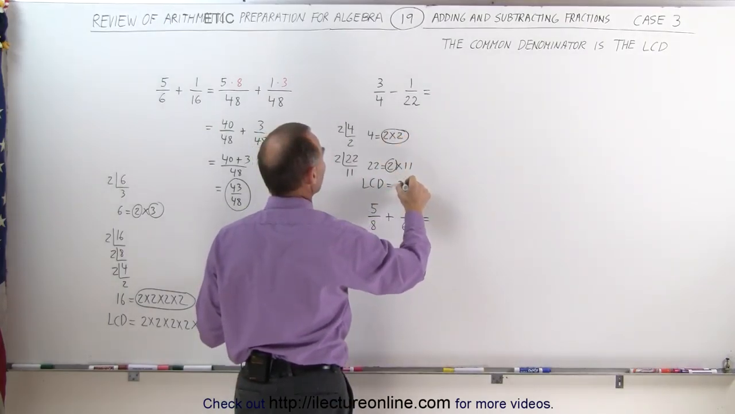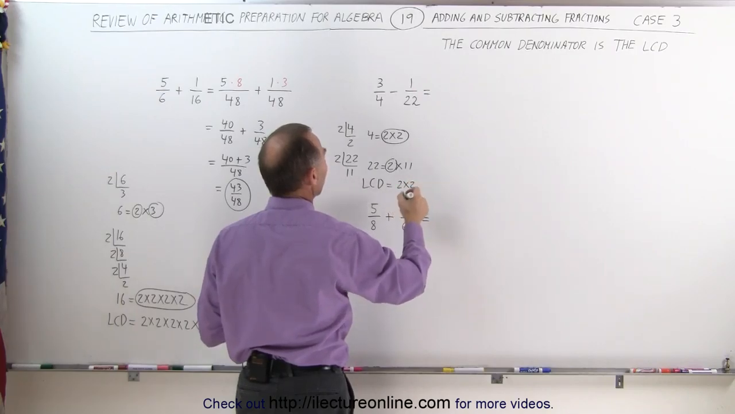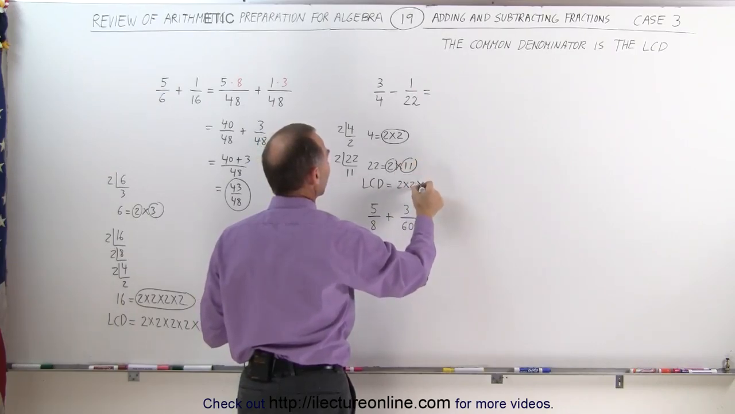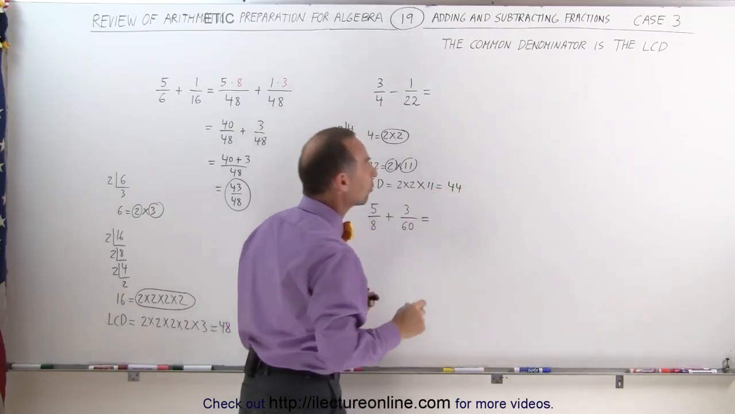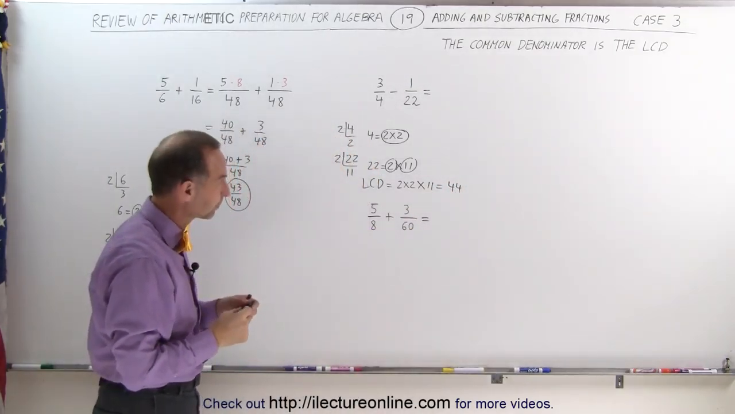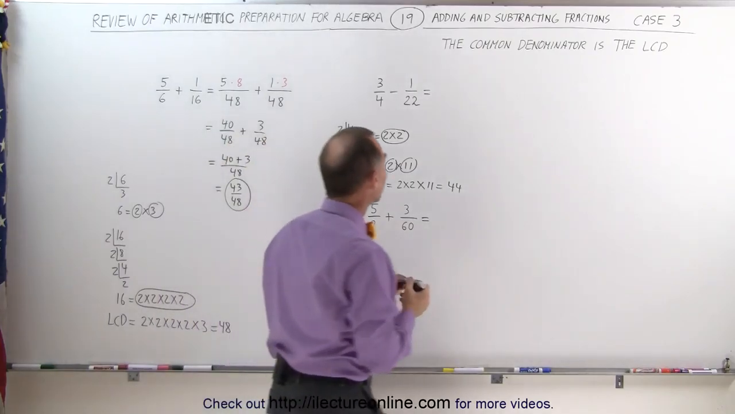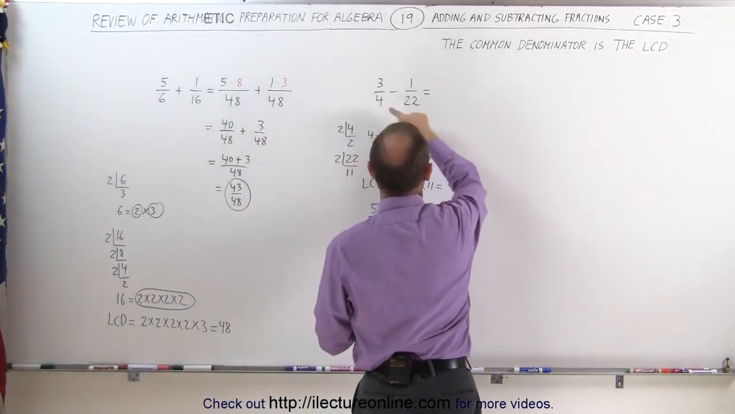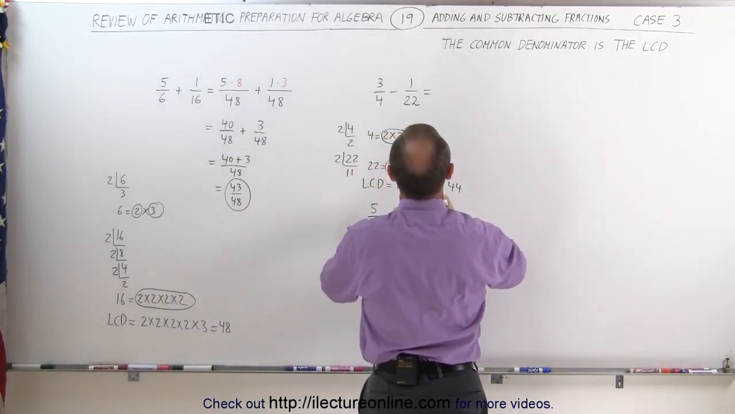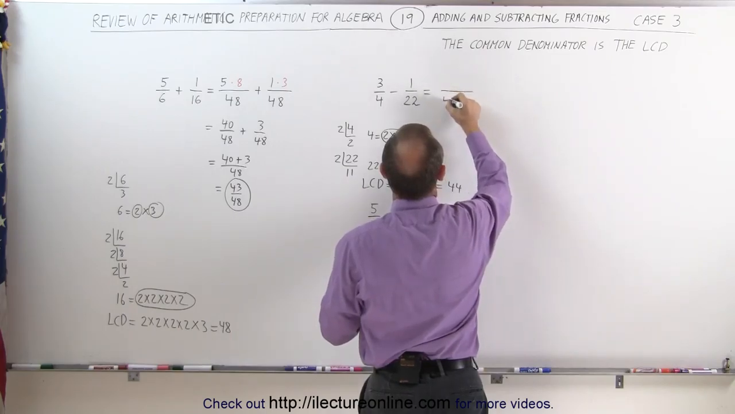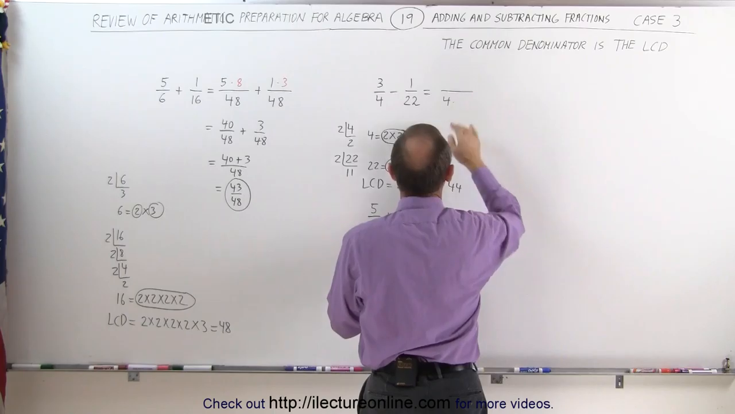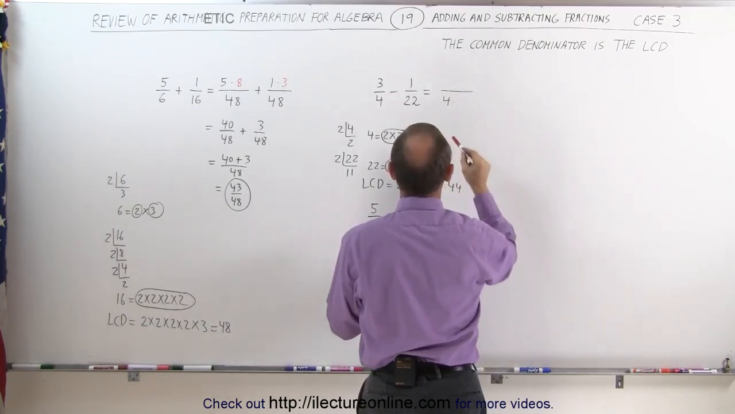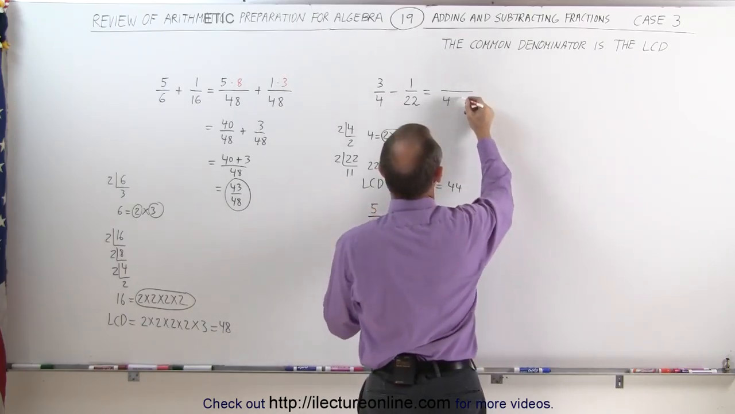To find the LCD, I need to find the greatest number of the common factor. Notice that here I have 2 2's. I only have 1 2 here, which means 2 times 2 goes in here. And then I have 1 11 here. I must multiply this times 11. 4 times 11 is 44. That becomes the lowest common denominator, which means I have to turn this denominator into 44.